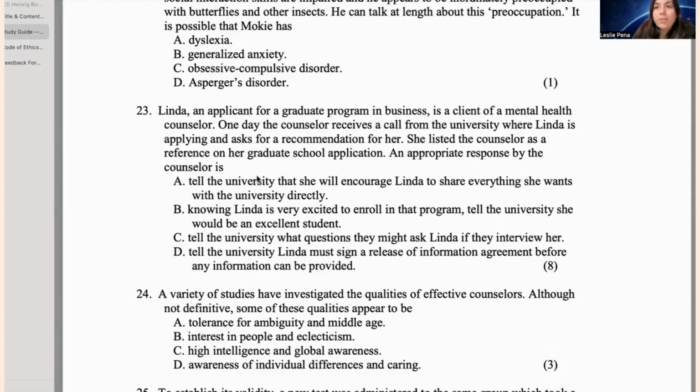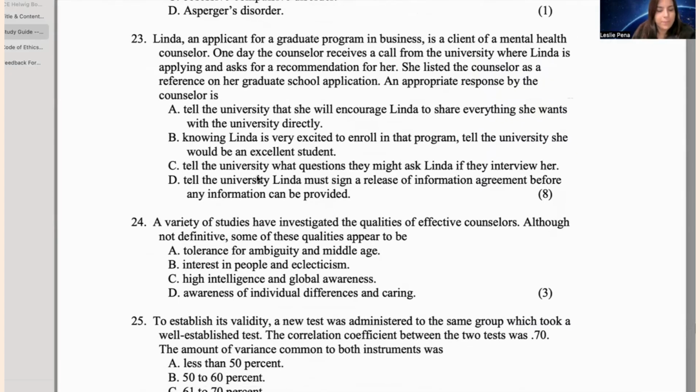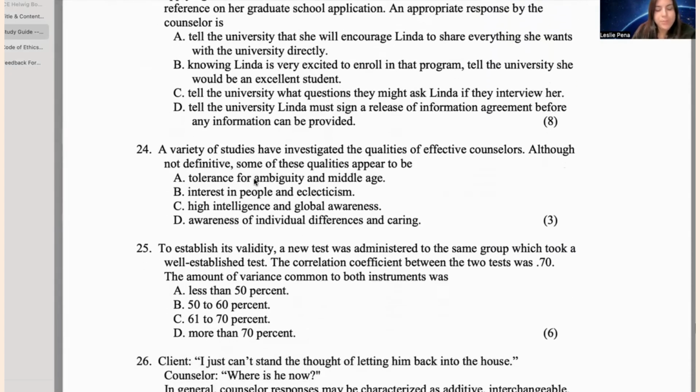So you never give out information without permission, unless that person, if you're in Texas, is going to hurt themselves or somebody else, or if there's abuse of some kind for a vulnerable population like the elderly or children, which you can break confidentiality for. But apart from that, you always want to ask for permission. So here the answer would be to ask for informed permission, which would be D, I believe. Tell the university they must sign a release of agreement. Yep. Next question.